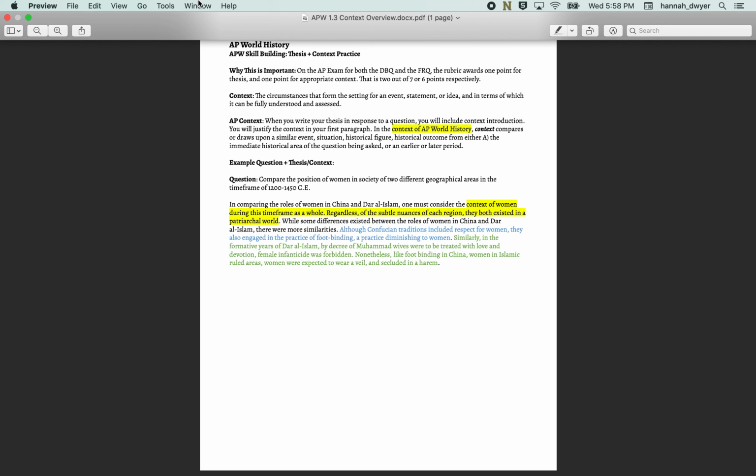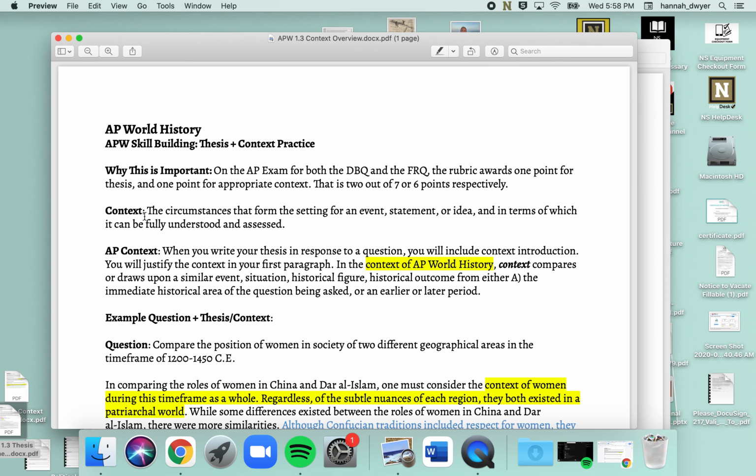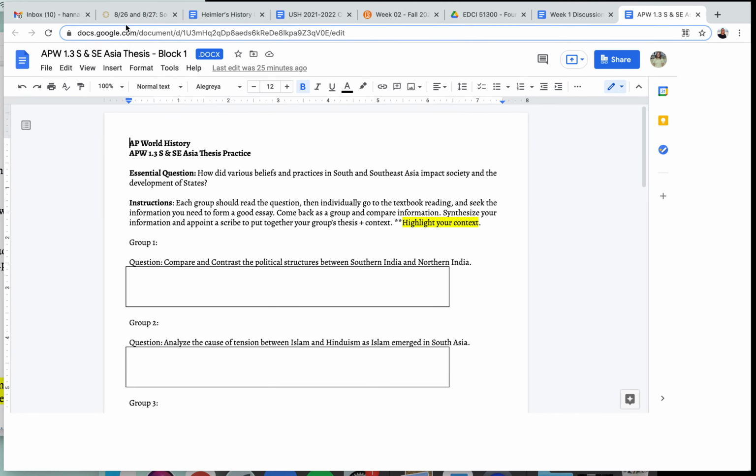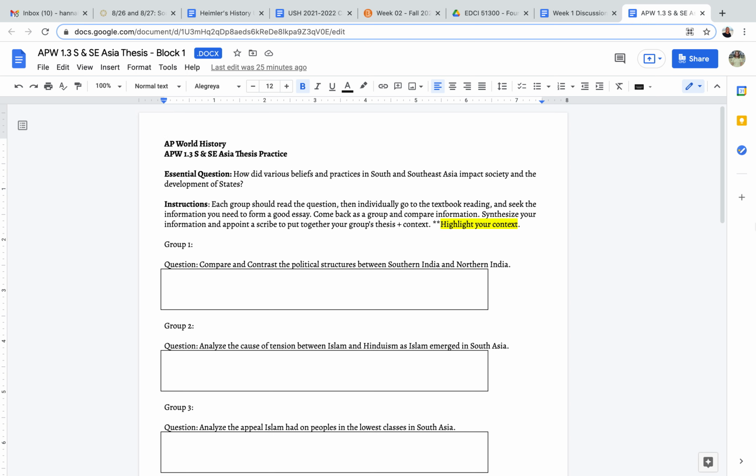Okay? So, I want you to reference these two documents, the thesis and the context practice as well as the thesis document that I just gave you. And you are going to spend the back half of class tackling a thesis statement. So you are going to work with people around you, and you are going to tackle one of these questions that I've posed to you based on the reading that you did for homework for class today. So the essential question is, how did various beliefs and practices in South and Southeast Asia impact society and the development of states? So each group should read the question that I've given you.